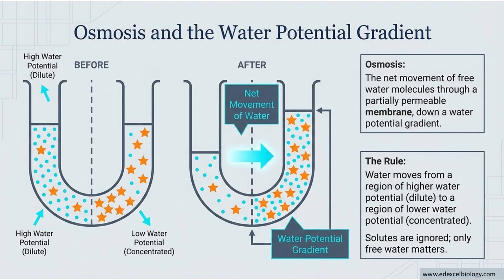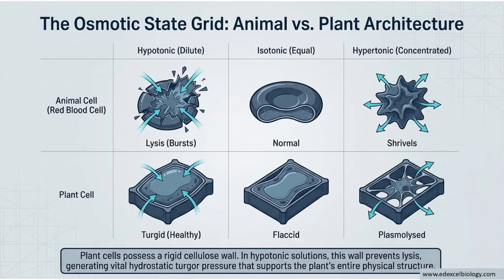But plant cells are different. They don't just pop. No, plant cells evolved a structural workaround to this physical reality. They possess a rigid cellulose cell wall on the exterior of the delicate plasma membrane. So when water rushes into a plant cell by osmosis, the cell volume increases, but the wall prevents it from bursting. Exactly. The water just pushes the membrane tightly against the cellulose wall. That outward hydrostatic pressure is called turgor.